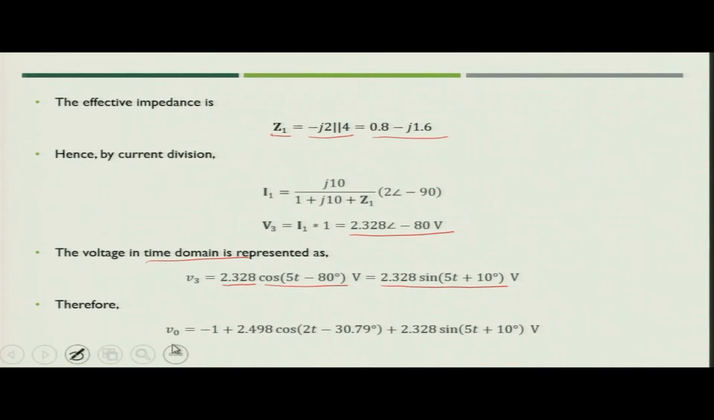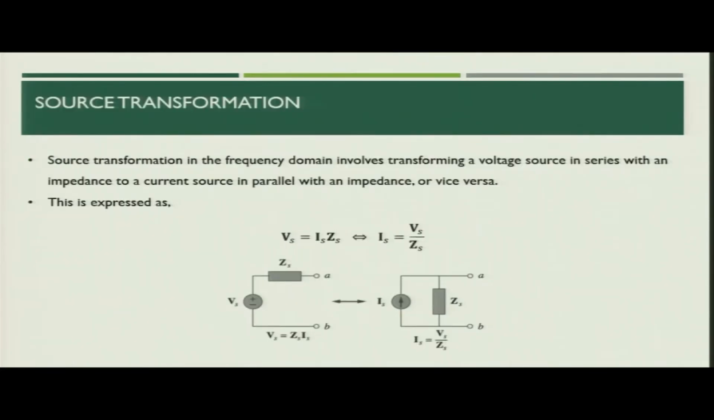Now, the total response V0 you can write as V1, that is minus 1, plus V2, that is 2.498 cos(2t minus 30.79 degrees), plus V3, that is 2.328 sine(5t plus 10 degrees). So, you can see that the superposition theorem works well when you have voltage or current sources with different frequencies connected to the circuit. Now, let us talk about source transformation.